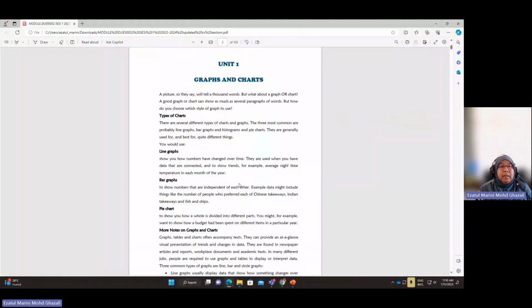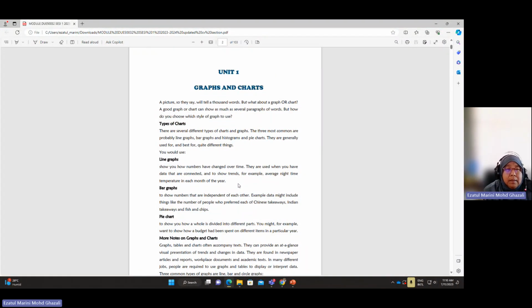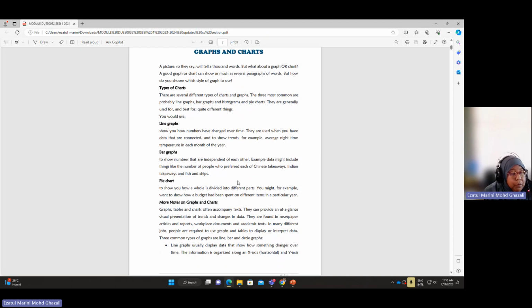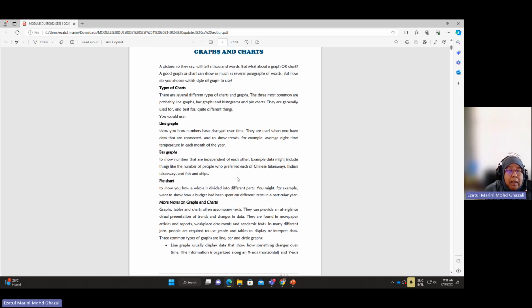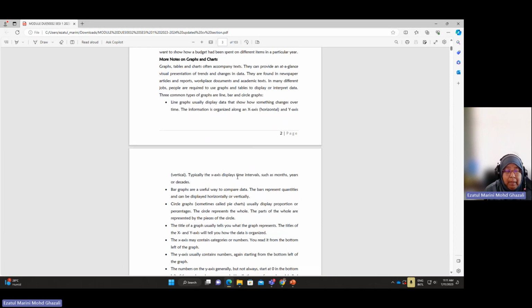Okay, let's continue with our session. I'm going to share with you the module. Let's have a look at the module. This is graphs and charts. You can also refer to your module on page 2, unit 1, types of charts. There are several different types of charts and graphs, but the three most common are probably the line graph, the bar graph, and histogram, as well as pie chart. They are generally used for and best for quite different things. We have discussed that earlier.